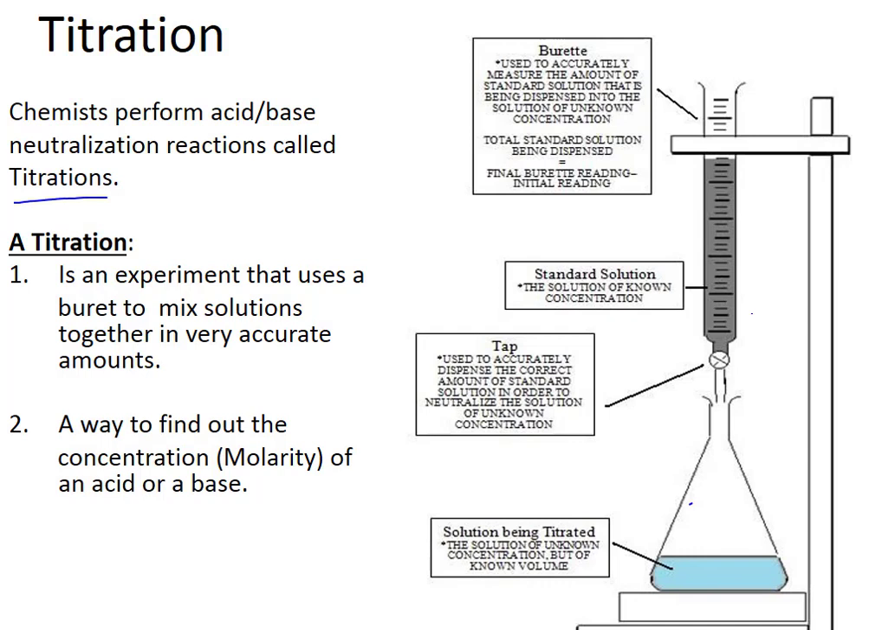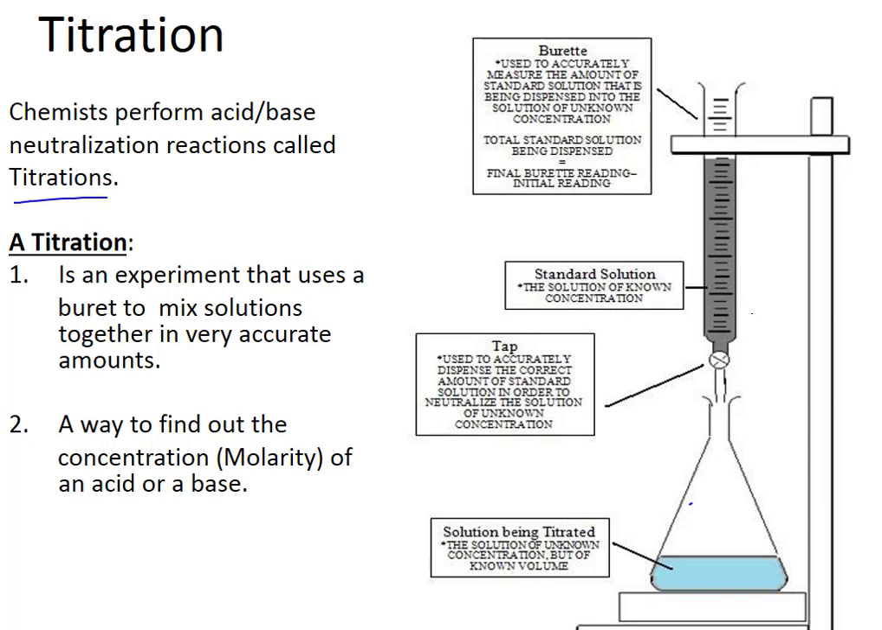So titrations, this is actually a process that we're going to be doing in class. Chemists perform acid-base neutralizations, which are called titrations. Titration is an experiment that uses a burette and a mix of a solution to very accurately tell the amount of your hydrogen ion concentration and your hydroxide concentration. So we find out what the concentration is of the acid or the base.